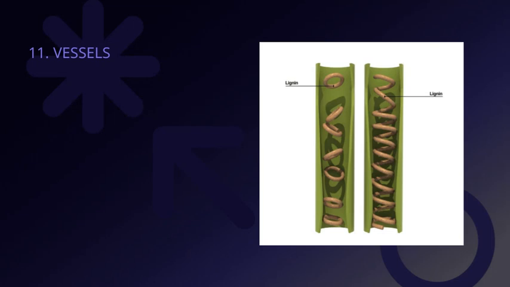Let's now turn our attention to vessels, which are a crucial part of our circulatory system. Vessels are the channels through which blood travels throughout our body, and they come in different types, each with a specific role. Arteries carry oxygen-rich blood away from the heart to the tissues, and they need to be strong and elastic to handle high pressure.